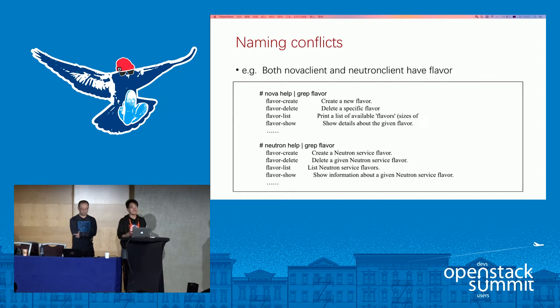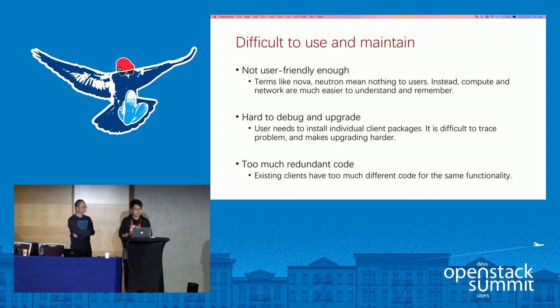Another problem is naming conflict. The most famous one is flavor. In Nova client, flavor means the flavor for a virtual machine, but in Neutron, it means the flavor of a Neutron service, of a network service. They are both named flavor, but they are actually different things. So that is also a problem. It often confuses users.